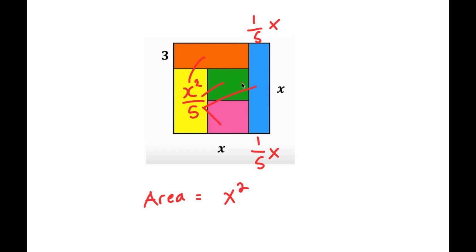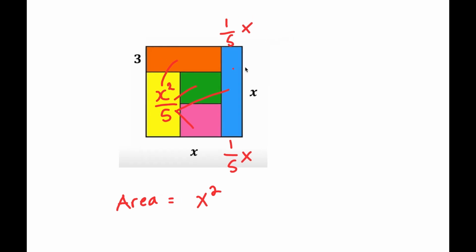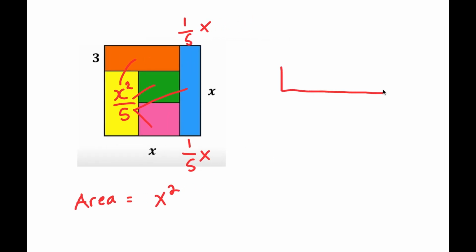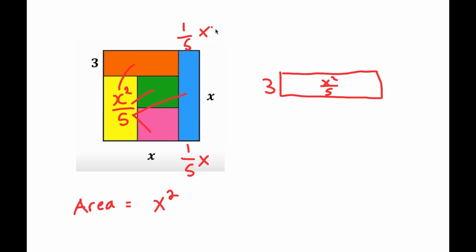Now I'm going to focus on this orange rectangle over here. Again, the area of this is x squared over 5. The side length of this side is 3, as given over here. And if this is 1 over 5x, and the total amount is x, then this side length over here is going to be 4 over 5x.